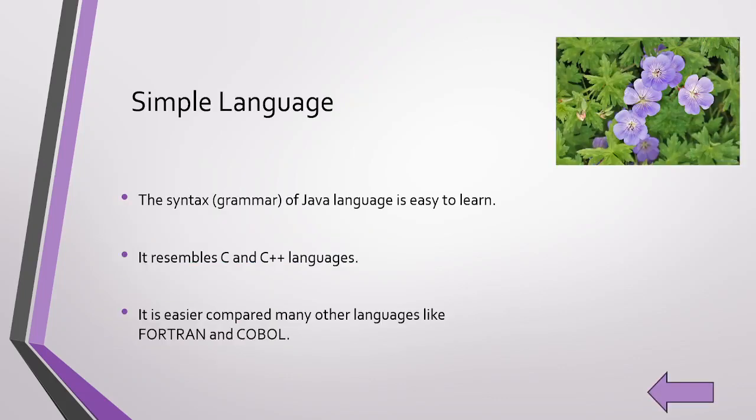Simple language. It is a simple language compared to many other languages like Fortran, COBOL, etc. And C and C++ language developers find it very easy to learn because the syntax or grammar of Java language is easy to learn and resembles C or C++.